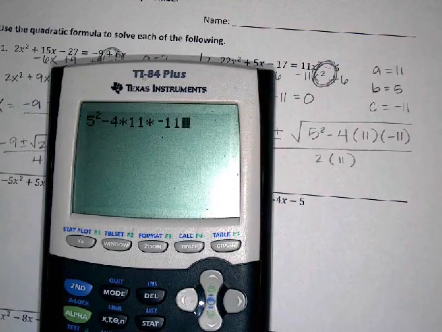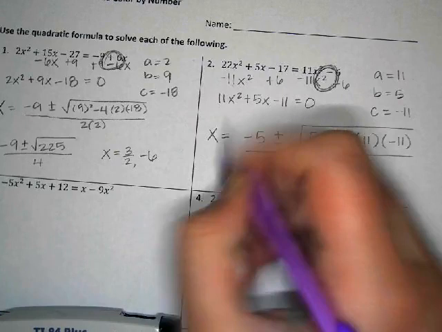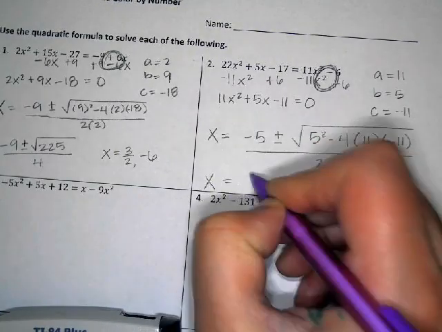Anybody else want to confirm that's what they got too? 509? You guys got that too? 509? Okay. All right, so 509 is our discriminant. So negative 5 plus or minus the square root of 509. And then what do we have on the bottom? Divided by 22.